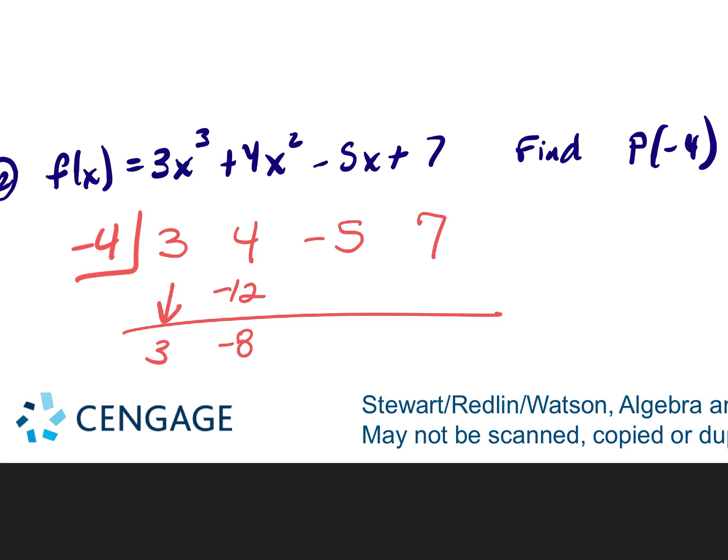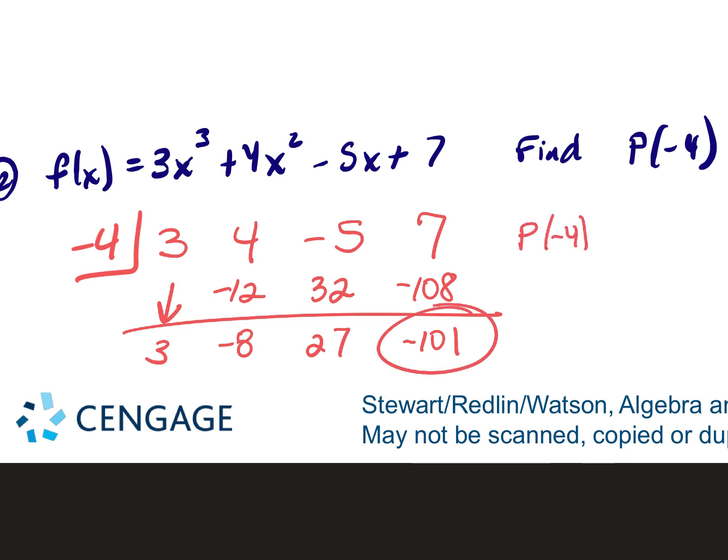Negative 8, negative 4 is? 32, okay. Negative 5 and 32 is 27, okay. 27 times negative 4, negative 108. What's 7 and negative 108? Negative 101. Now, how do I answer this question? How do you tell me that you understand that you're using the remainder theorem? P of negative 4, perfect, is equal to negative 101.